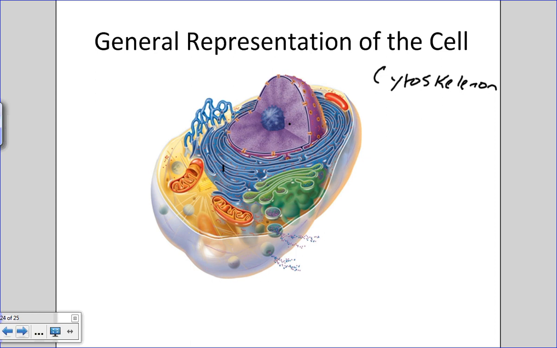Okay, or the framework of the cell. All right, so as you take a look here, if you look inside the cytoplasm, you can see what looks like a bunch of filaments. Okay, see all these stringy looking objects within the cell. Those filaments are structural proteins that form the framework of the cell.